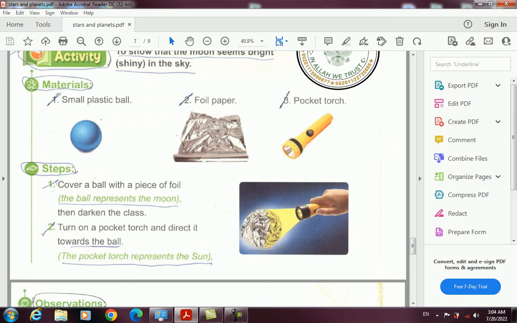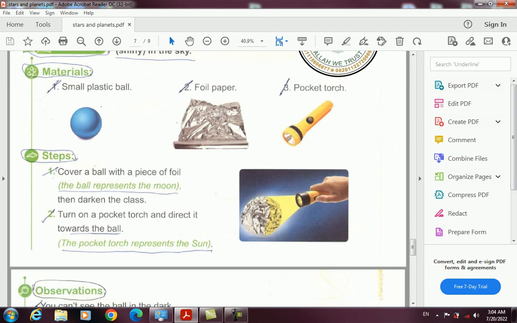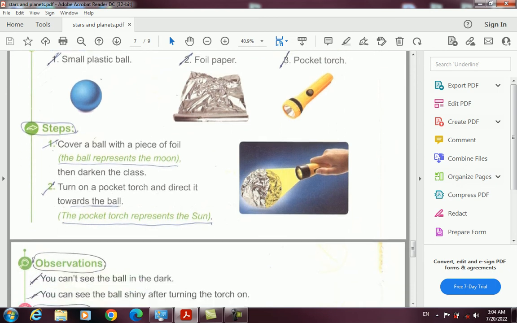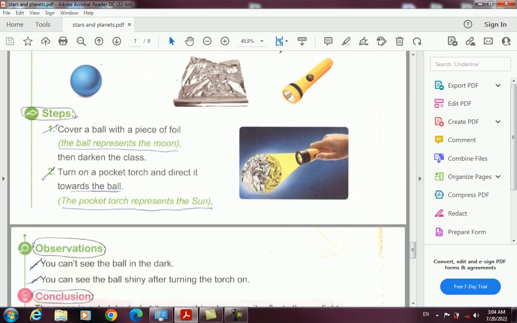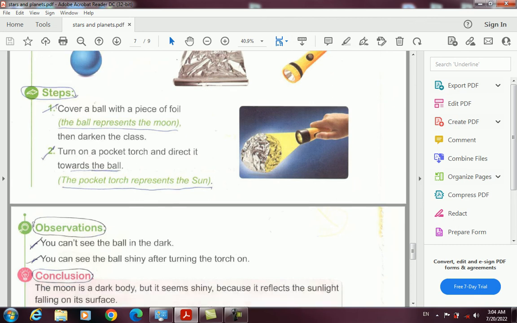What will happen? The pocket torch, in our case, represents the sun. The light from the torch is like the light from the sun. What are the obvious observations that you'll encounter? First thing, you can't see the ball in the dark, definitely, but you can see the ball shiny after turning the torch on, or simply when the sunlight hits it.